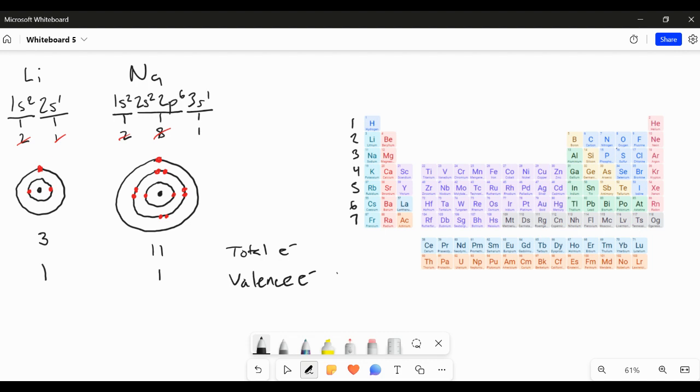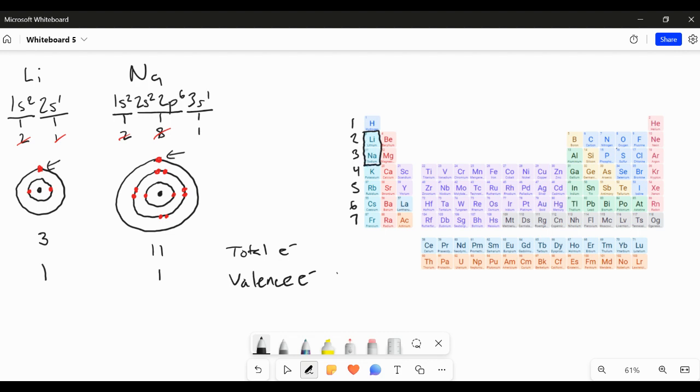You can see them right here and right here. Okay? So even though they have a different number of total electrons, they have the same number of valence electrons. And this is important because them having the same number of valence electrons means that they also have similar properties to one another. Okay? So we wanted a shorthand way of representing this because I picked two of the simpler elements. I picked lithium and sodium.